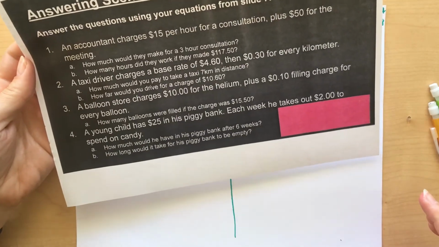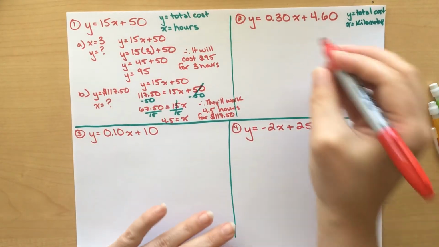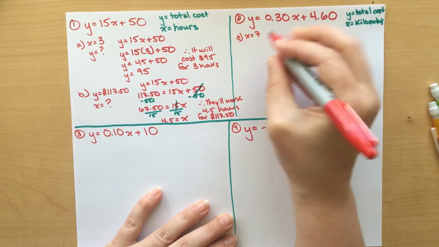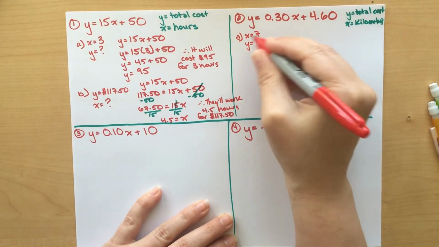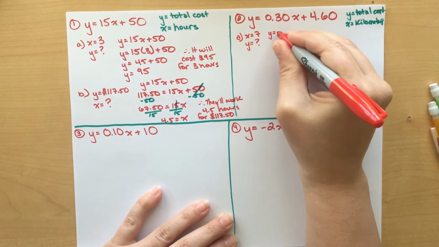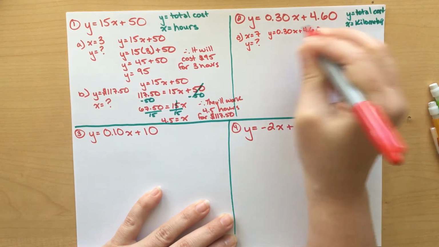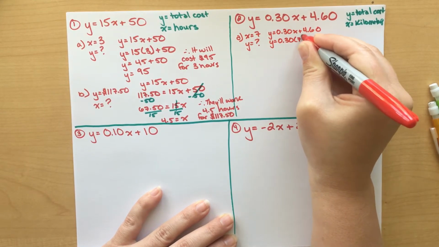Question A, how much would you pay to take the taxi 7 kilometers in distance? For A, we know our x is going to be equal to 7. We don't know what the y is, so that's what we're going to be solving for. So here's the equation. Let's sub in our x value that we know, which is 7.